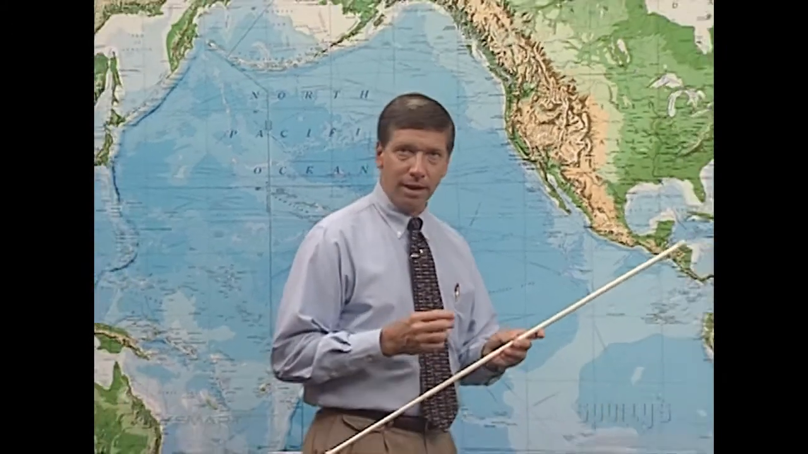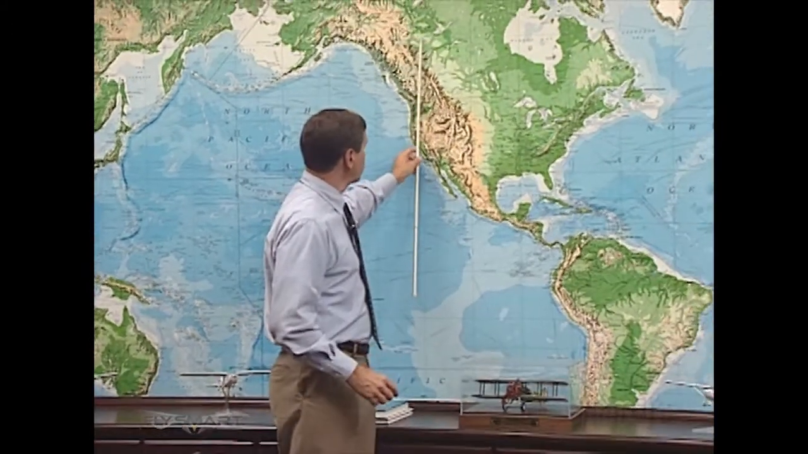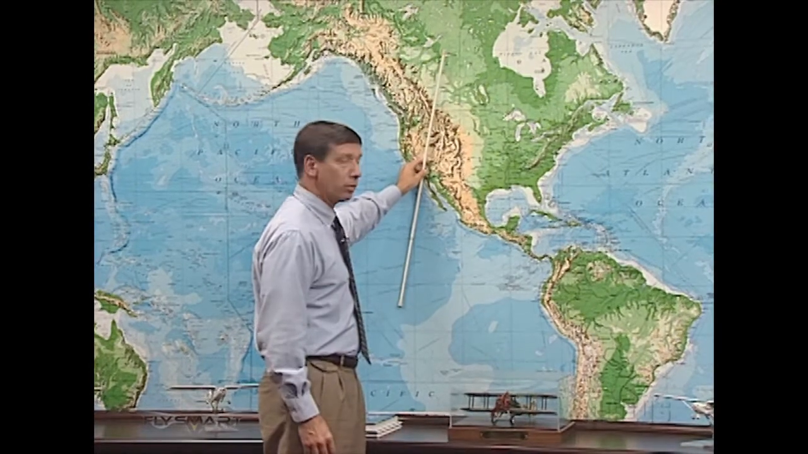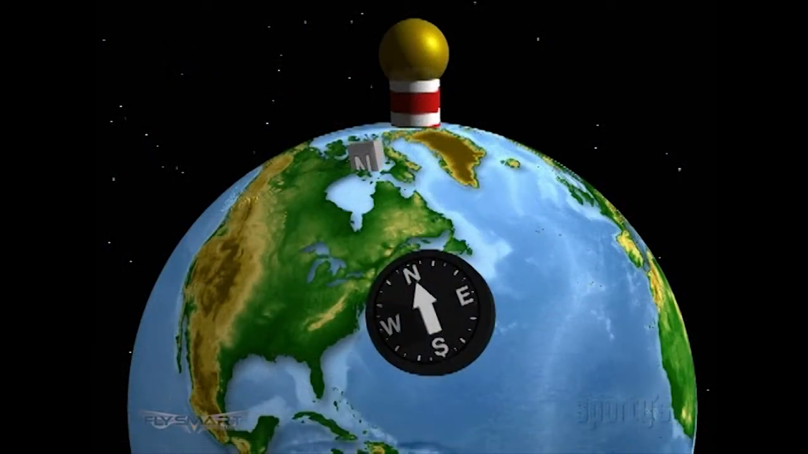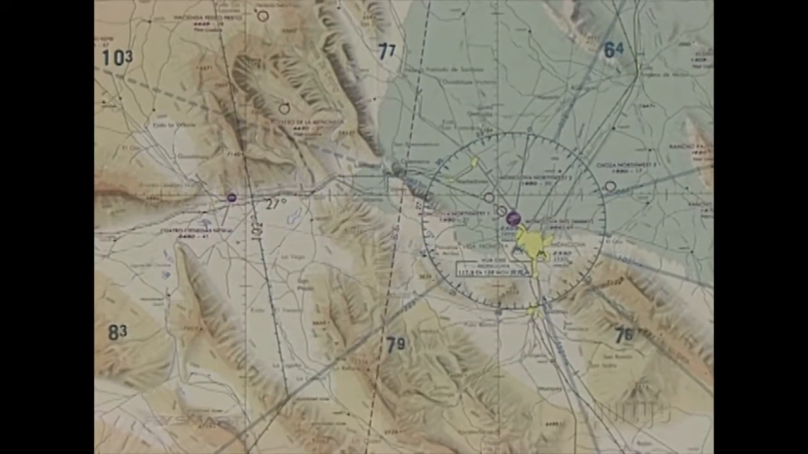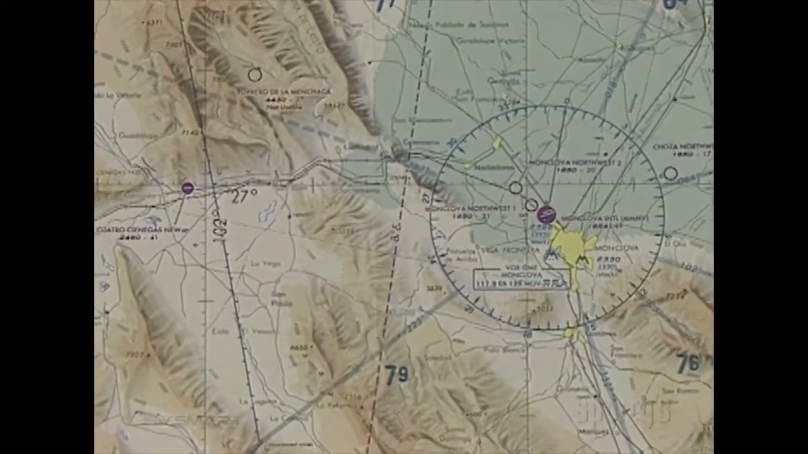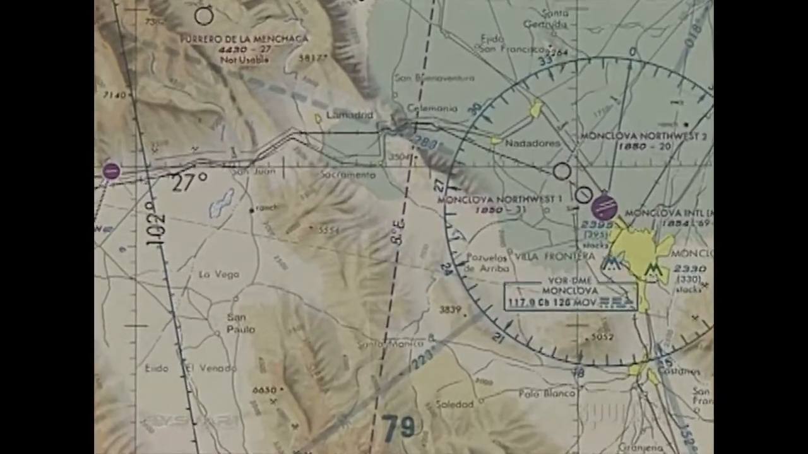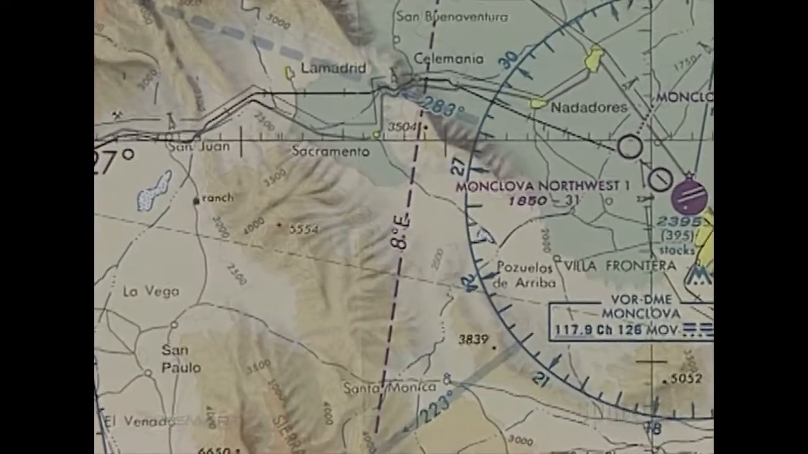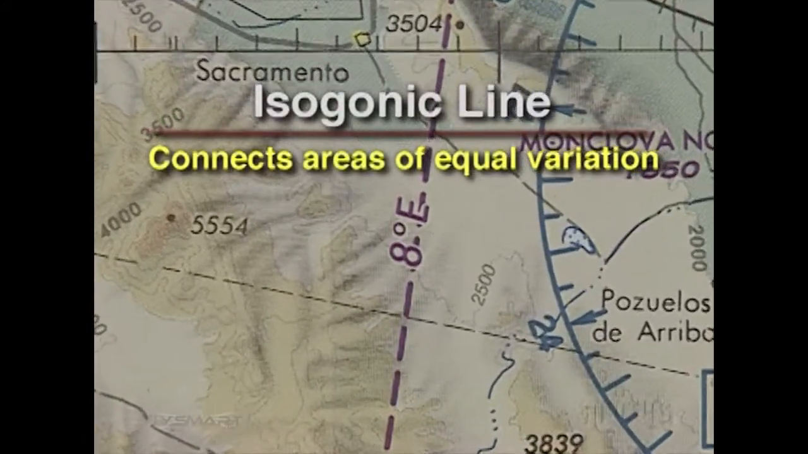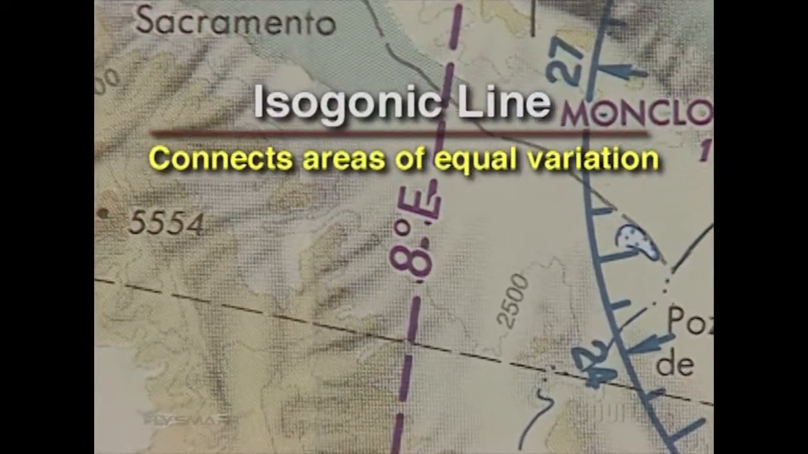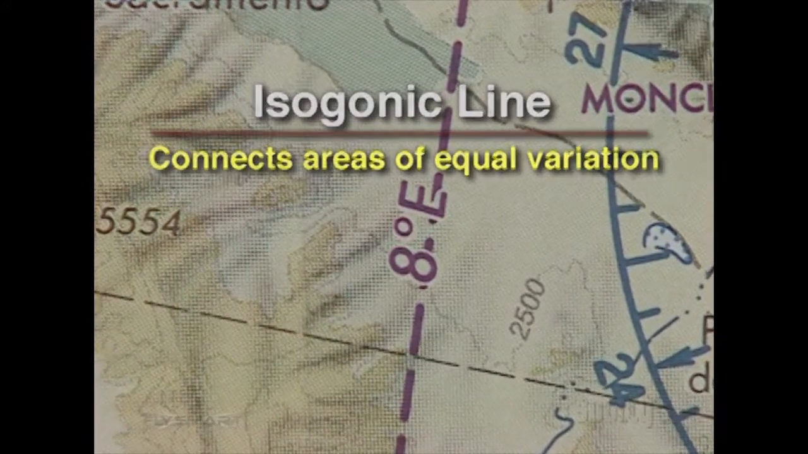By definition, variation is the angle between true north and magnetic north at any given location. The magnetic North Pole is actually located in Canada, more than 1,000 miles from the true North Pole. On sectional and world aeronautical charts, the amount and direction of variation, which change from time to time, are shown by means of broken magenta lines called isogonic lines. These connect points of equal variation.